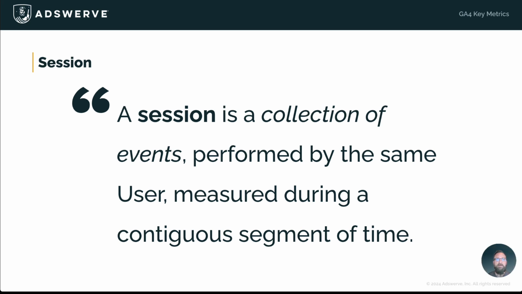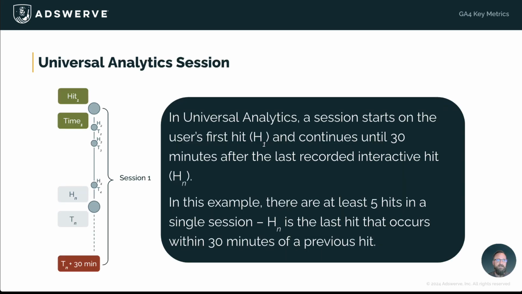So let's look at how Universal Analytics managed sessions or defined them. The basic definition is a session starts on the user's first hit and continues until 30 minutes after the last recorded interactive hit. So the last time they clicked on something or looked at a web page, if 30 minutes or more goes by, then the session is considered ended. In this example, we have at least 5 hits that occur in a single session. We have hit 1 all the way through the nth hit, but after that nth hit, which we would consider the last hit, 30 minutes or more goes by, so we consider the session over.